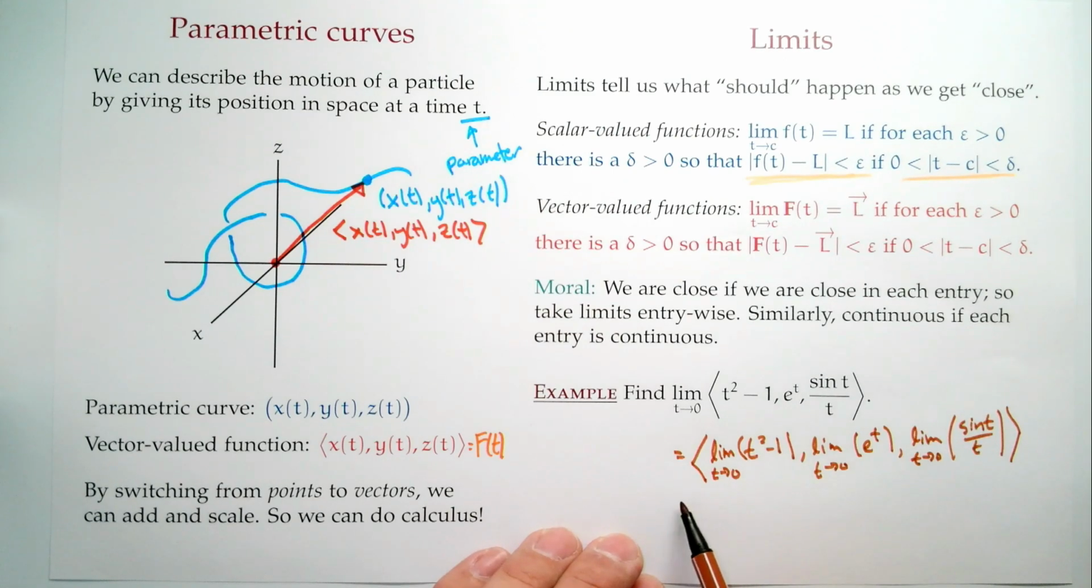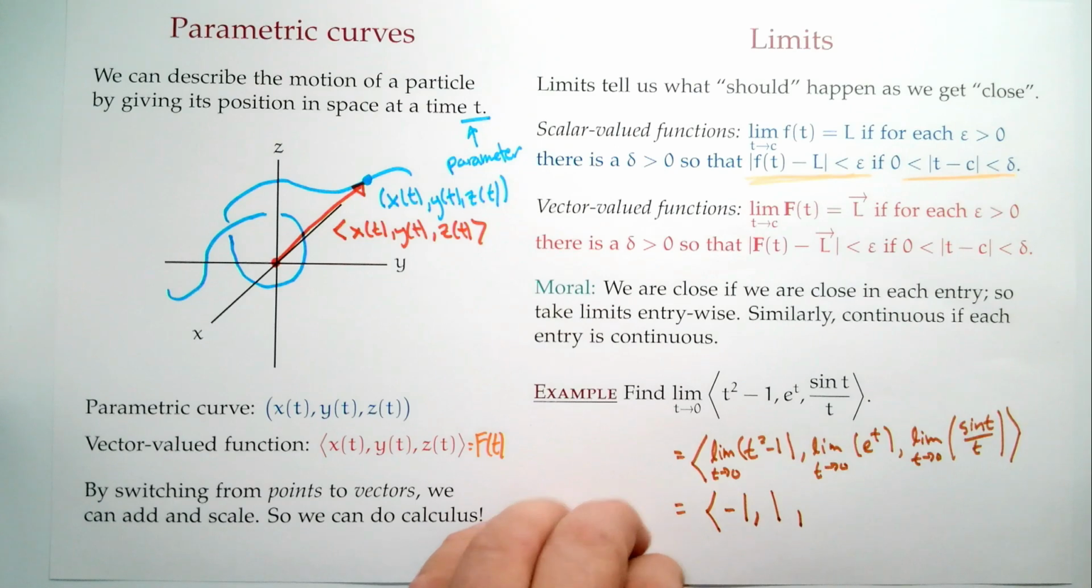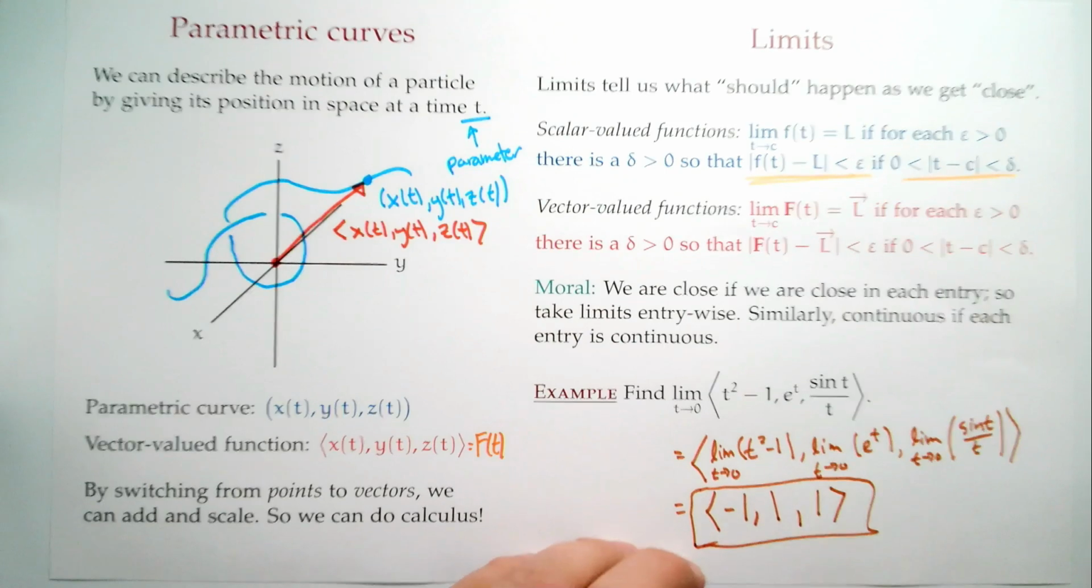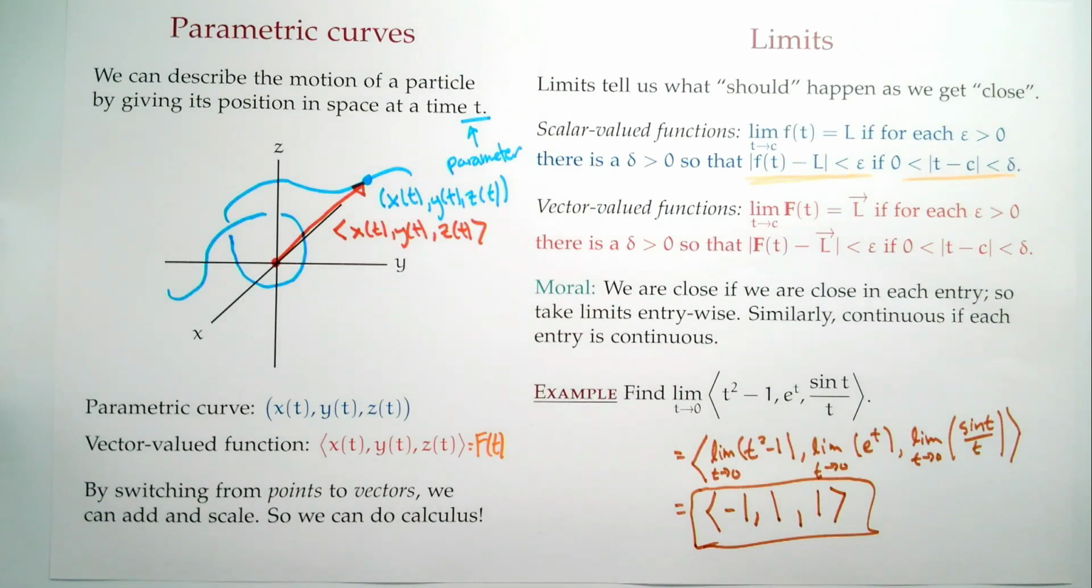All right, and now we just work on each entry. Well, what happens as t goes to 0 of t squared minus 1? Goes to negative 1. We can plug it in. What happens as t goes to 0 of e to the t? Goes to 1. We can plug it in. What happens as t goes to 0 of sine t over t? Well, goes to 0 over 0, which normally means more work. But sine t over t isn't just any limit. It's one of our favorite limits that we learned from Calc 1. And this goes to 1. And that's the answer. So we can take limits entry by entry.